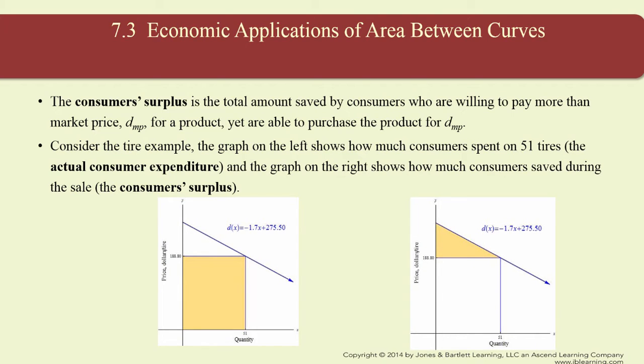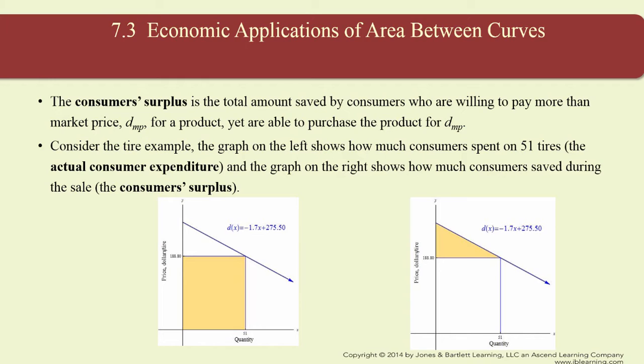I have 2 graphs here. The graph that's on the left shows how much consumers spent on 51 tires. So, say 51 people each bought 1 tire. So it's the amount that was spent. That's called the actual consumer expenditure. And you could find the area of that rectangle by basically taking 51 times 188.80. So that was how much those 51 consumers spent on 51 tires at a market price of $188.80.